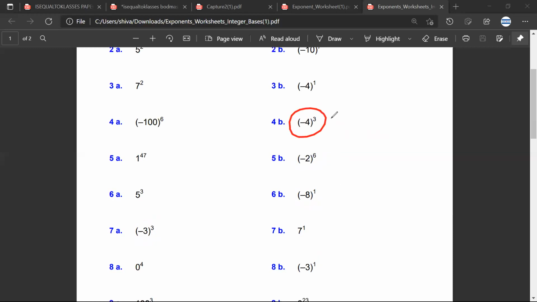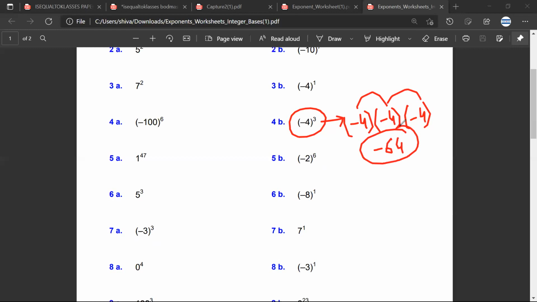So how should I solve this? So minus 4 into minus 4 into minus 4. Shabash. So the answer would be negative for sure. And then I'll multiply these two, 4 fours are 16, 16 fours are 64. So my answer would be minus 64. Sarthak, any doubt? No, sir.